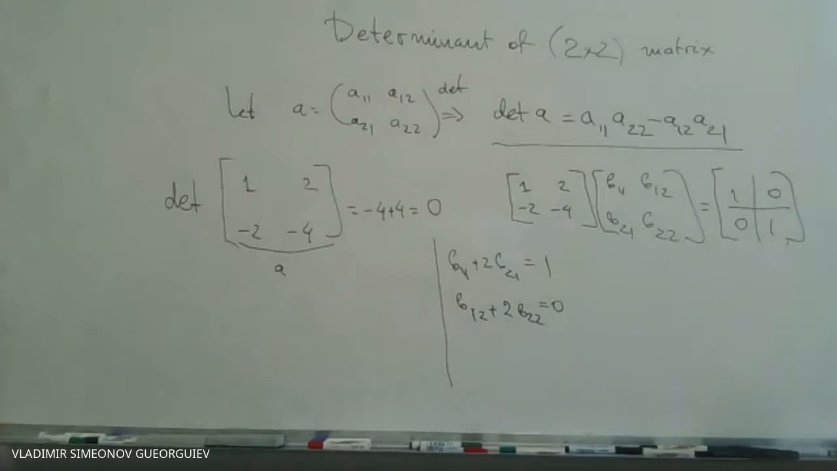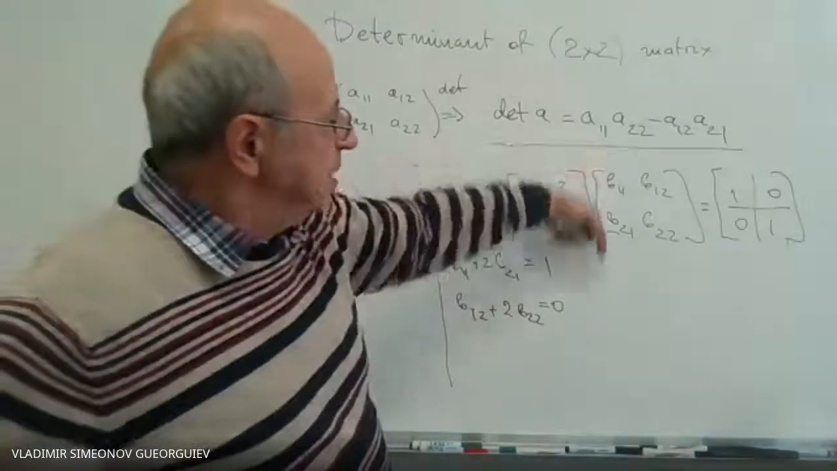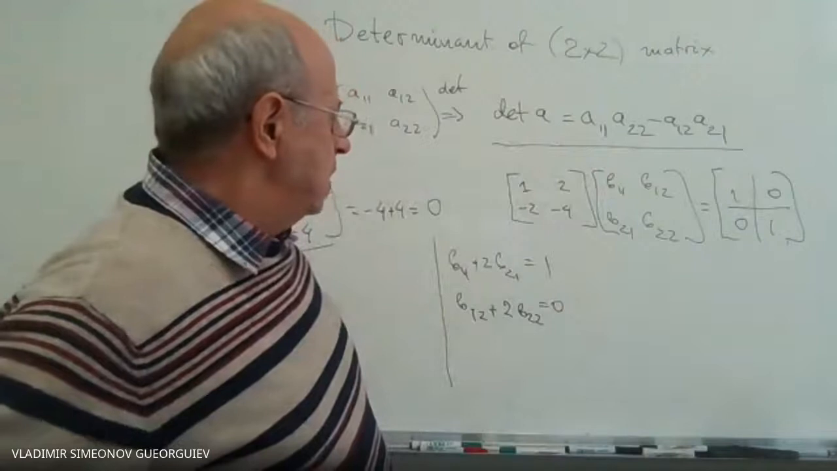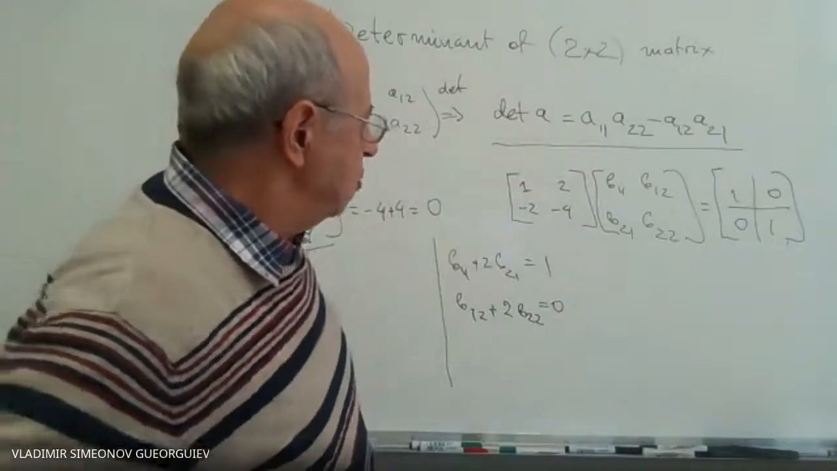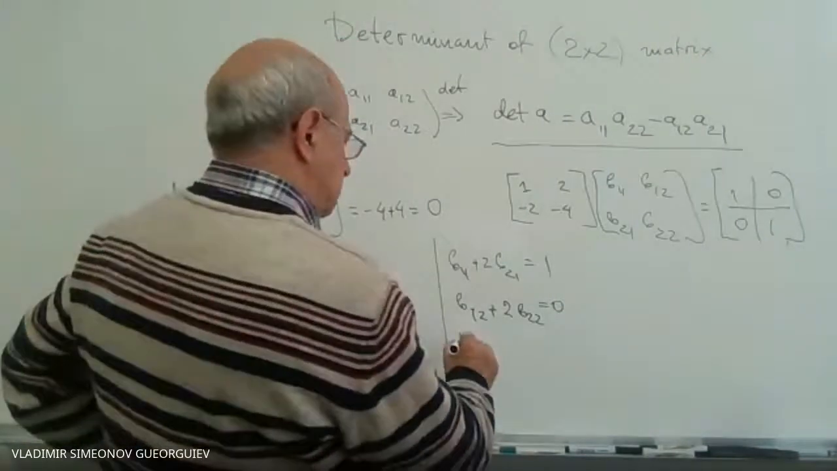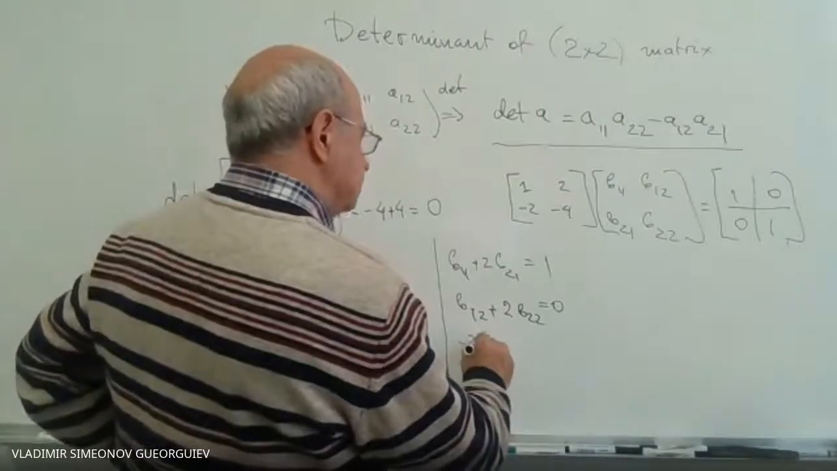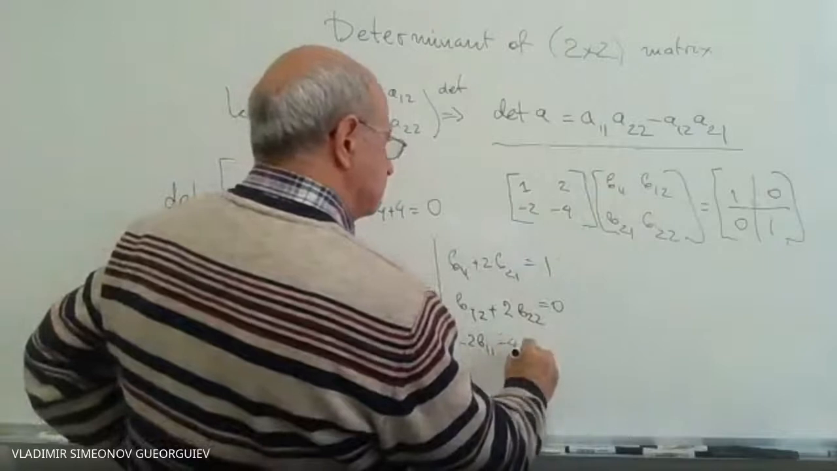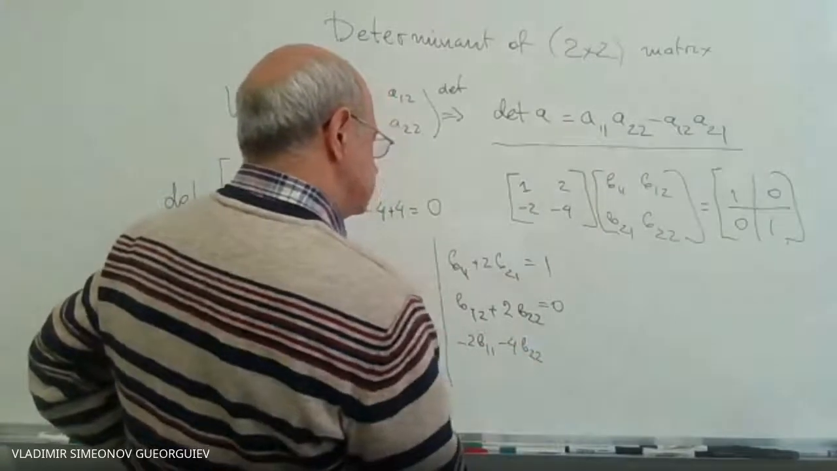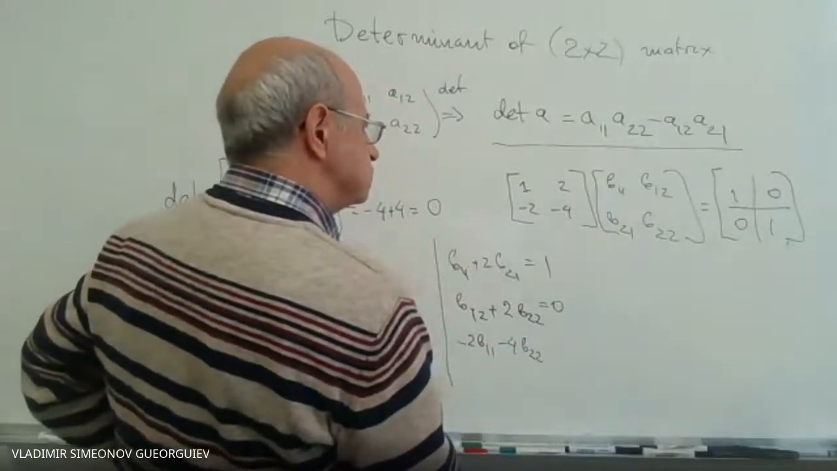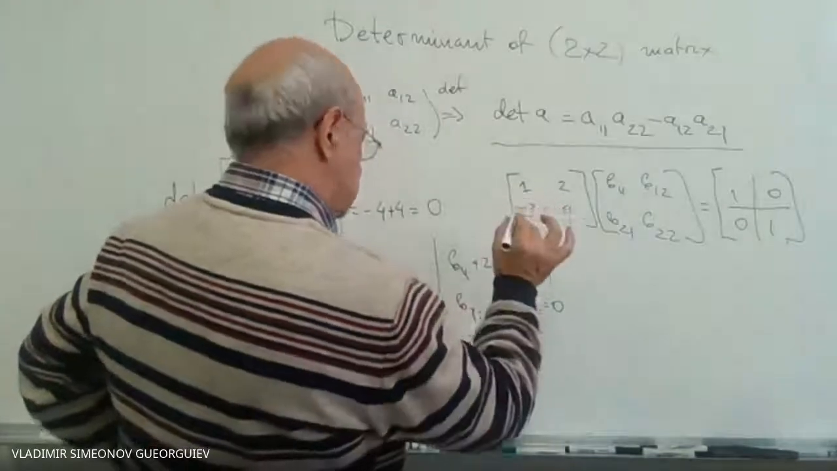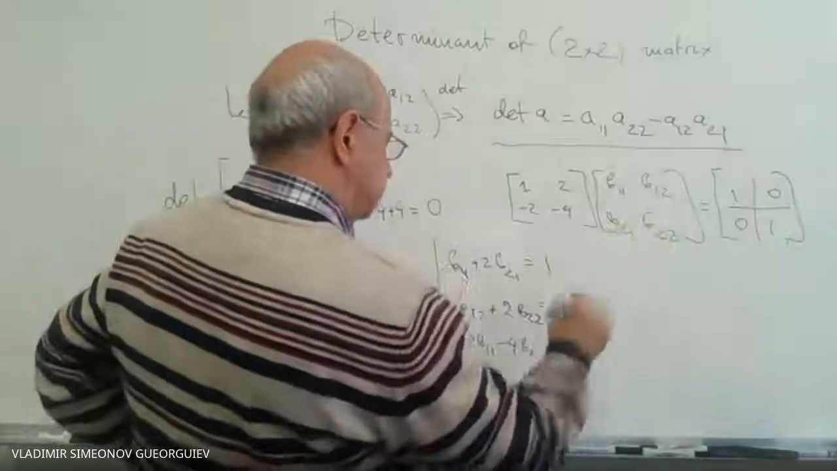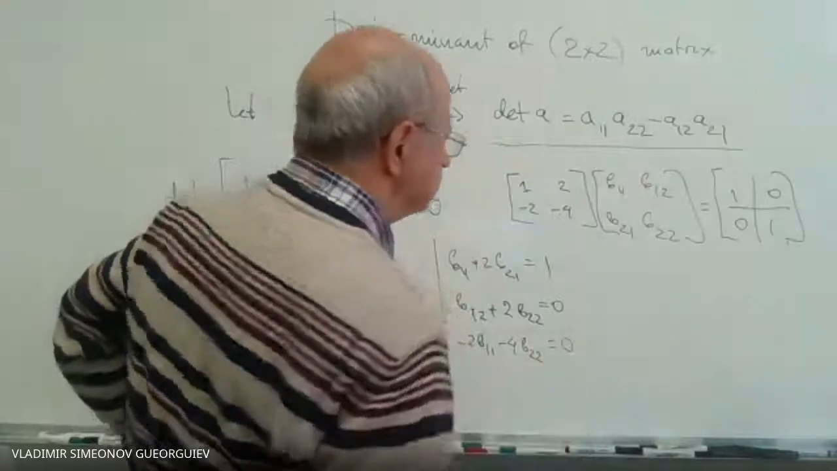Next equation, this by this. So we have minus 2B11 minus 4B22, this by this equal 0.